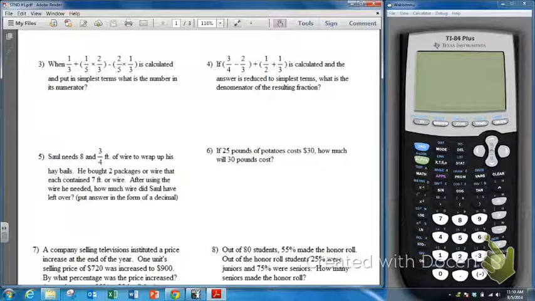So when we read through it, we see it says when 1/3 plus parentheses 1/5 times 2/3 parentheses minus parentheses 2/5 times 1/3 parentheses is calculated and put in simplest terms, what is the number in the numerator? So first of all, we see that it tells us that we need to calculate what this is going to be. So we're going to take this expression right here and we're going to put it in the calculator so the calculator can calculate it. Not too bad as long as we know how to put fractions in the calculator.